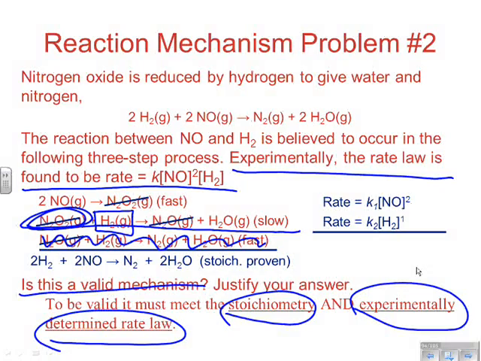Now notice I put K1s and K2s. That's because the rate constants we're talking about for these individual steps are not the same as the K of the overall step. They're actually related to it, but that's something for a later chapter. We're not going to get into that here.